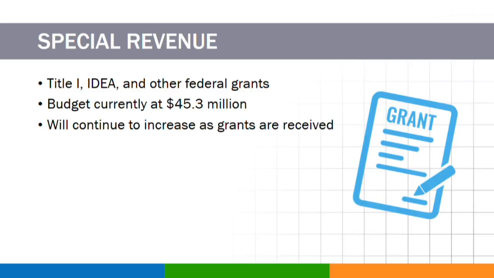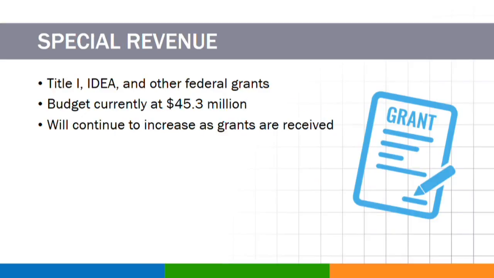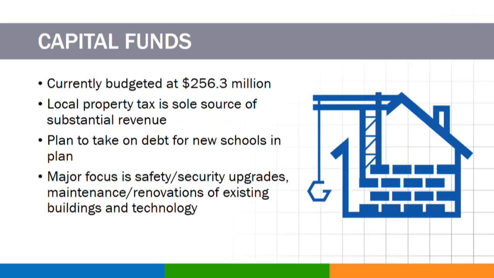So as food service, the numbers that you see here are inclusive of that. Special revenue, these are grant funds. So our Title I funds, our IDEA grants, other federal grants, currently budgeted at $45.3 million. As more grants come that we apply for and are approved for, the special revenue fund increases.